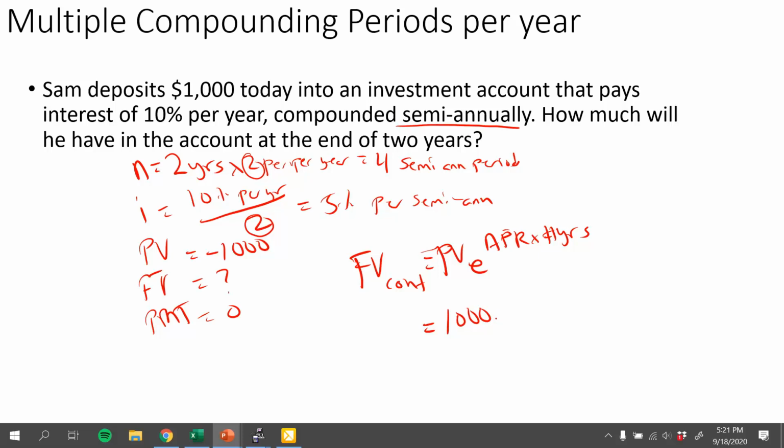So we have 1,000 our present value times E raised to the APR, which is 10%, so 0.1, times the number of years we're investing, which is 2. And the result of this turns out to be 1221.40. All right, so a little bit bigger than what we had with monthly. And so as you see, as the compounding frequency increases, the future value increases as well.